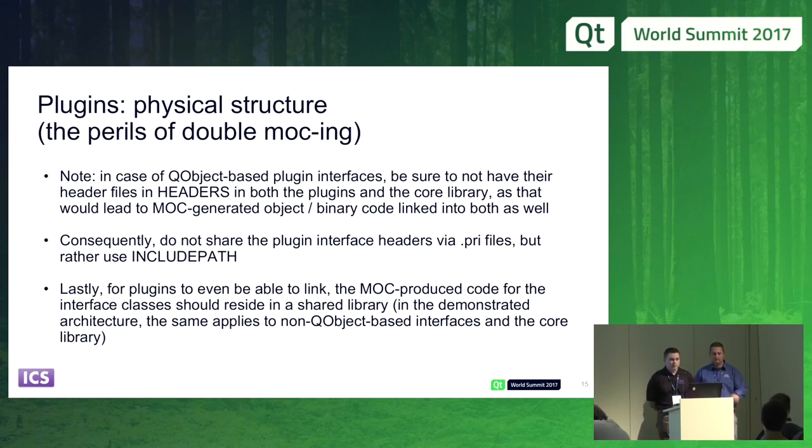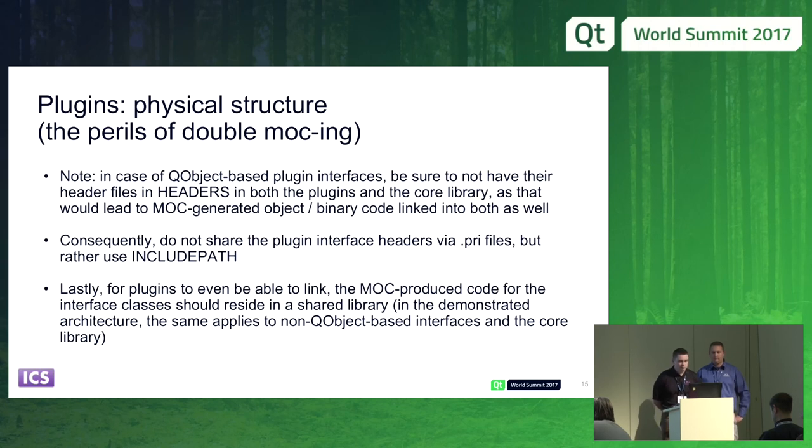But what you end up with is multiple instances of moc-generated object code, right, in your application's memory at runtime, which is pretty much undefined behavior and can lead to some curious things like error messages such as 'expected type X but got type X instead', right? And the reason is just multiple instances. This happens sometimes when you abuse the PRI file include mechanism, right? So just use INCLUDEPATH here.